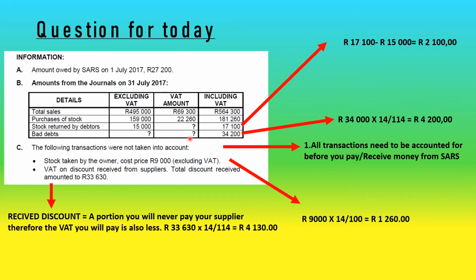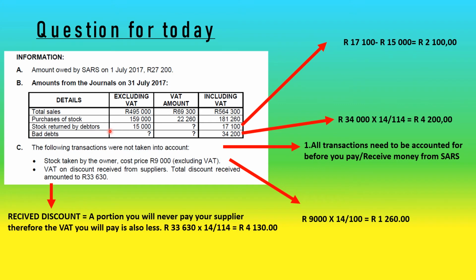You can see you have a question mark, so that obviously goes to say that you have to calculate these amounts. Part C also says the following transactions were not taken into account, and it gives you the two transactions. So very important, before you submit something to SARS, all the things for your VAT period need to be accounted for before you can pay or receive money from SARS. You have to make sure that you've recorded everything before you submit documentation to SARS for receiving or payment to SARS. So now let us quickly look at the first amount.